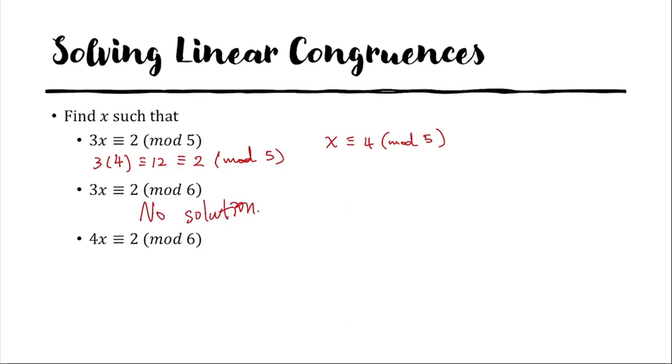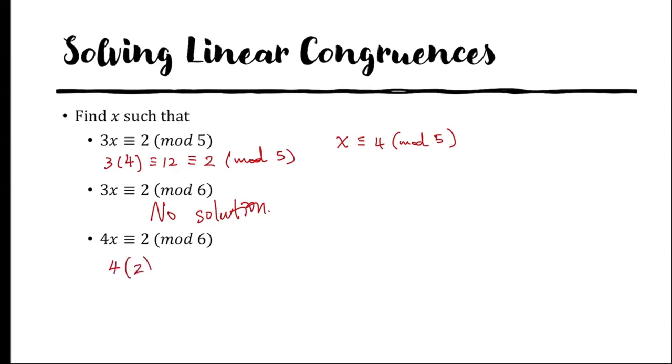Okay, let's look at the next one. 4x congruent to 2 mod 6. And again, since we are looking at mod 6, the possible solutions are from 0 to 5. So can you give me an x that when you multiply by 4, will give you 2 mod 6? Anyone?